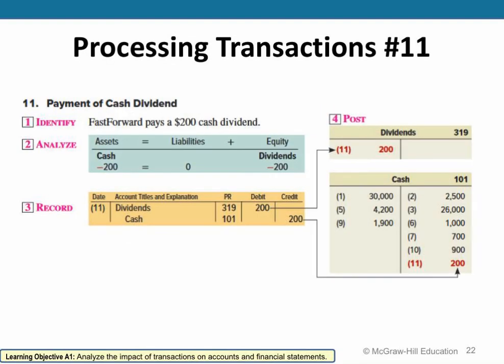We make a payment of a dividend. The cash payment is going to be our credit, $200, posting on the right-hand side of cash. Dividends are going to be decreasing in the amount of equity that's available for shareholders, so it's going to post to the left-hand side as a debit.